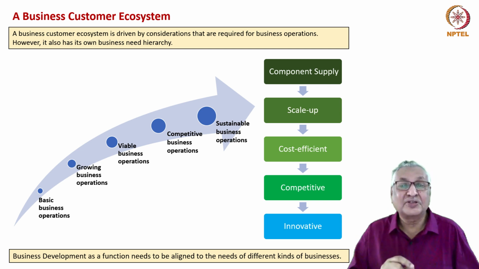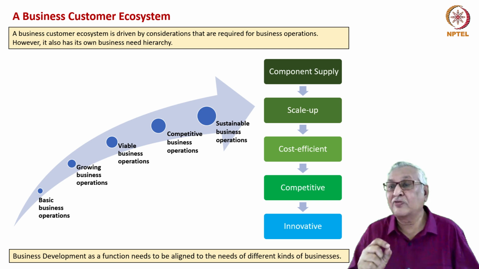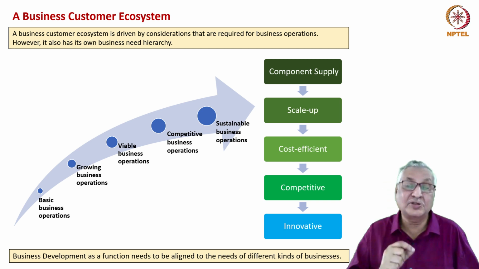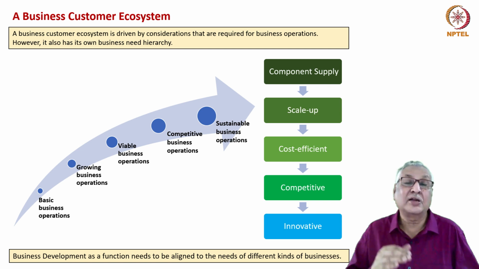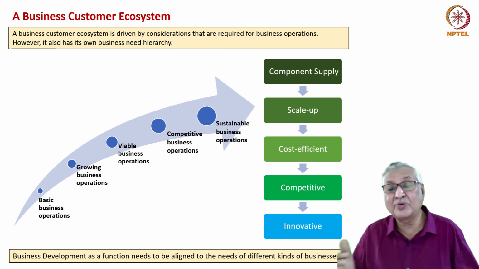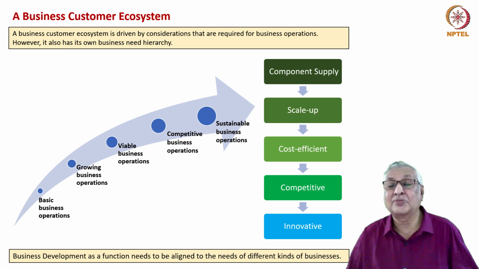A business customer ecosystem is driven by considerations that are required for business operations, but it also has its own business need hierarchy. There are certain basic business operations that need to be performed at all times. Then there is a need for growing the business operations, then viable business operations, competitive business operations, and sustainable business operations. Business operations keep going up, which means that the component supplies for a business scale up, cost efficient, competitive, and innovative become important at different phases of business growth.